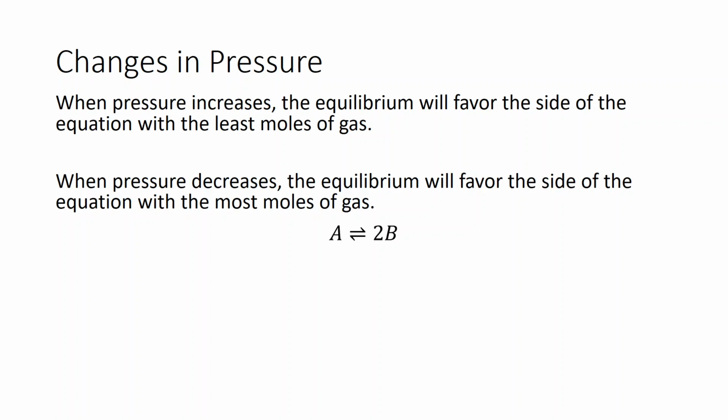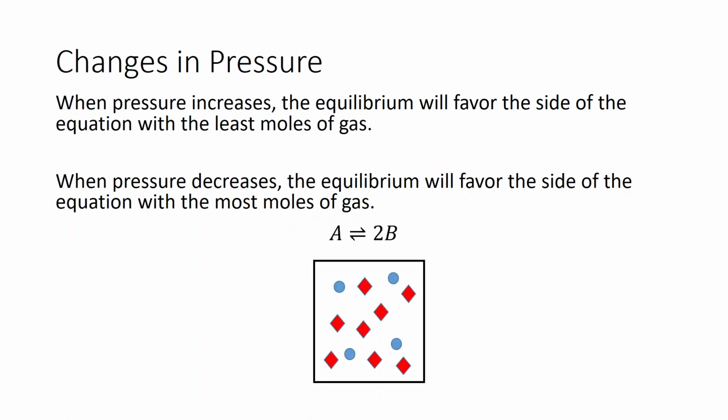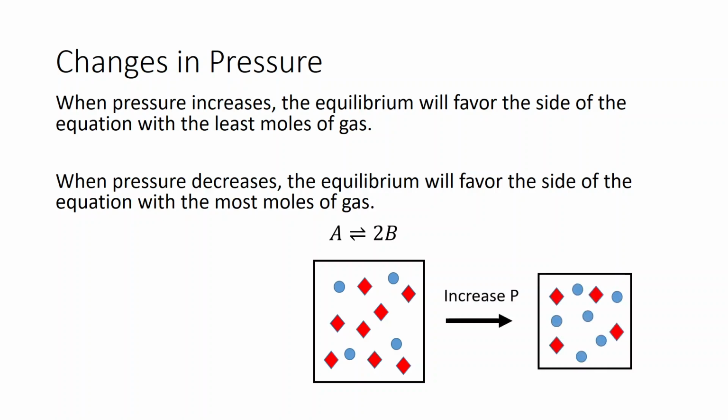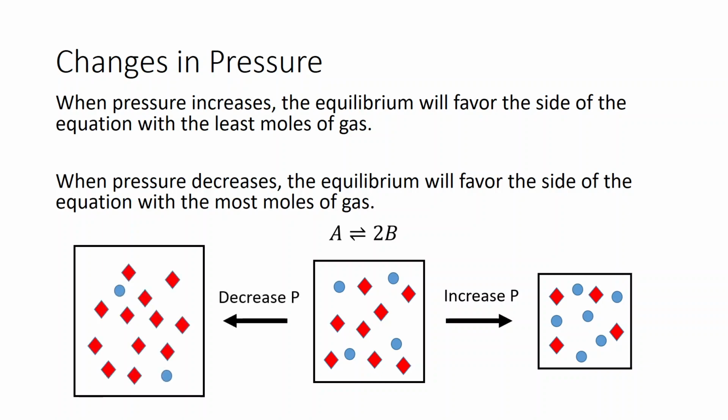So if we have this situation where A is in equilibrium with 2B, all right, something like this, where the blue dots are A and the red diamonds are B, right? If we increase the pressure, right, the reaction tends to move back towards the reactants, or A, right? We form more A, because that is the side with the least moles of gas. Whereas if we decrease the pressure, right, the equilibrium is going to move further towards products, or more B, right? We use up more A and make more B, because it has more moles of gas. It has more area to fill up.